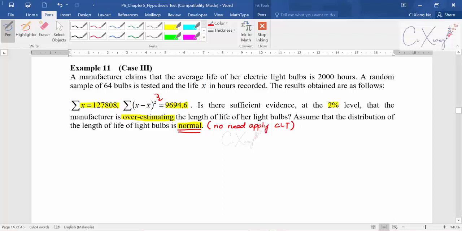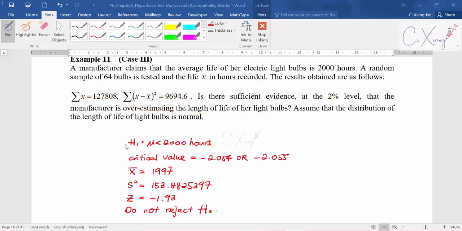I will give you only the short, important answer here. You can have a look at the summary of the answer for example 11, something like this. You can see that the null hypothesis should be smaller than 2000. Of course, you have to write out the null hypothesis on your own, along with the sentences and everything. I just summarized the answer in a simple way for you.